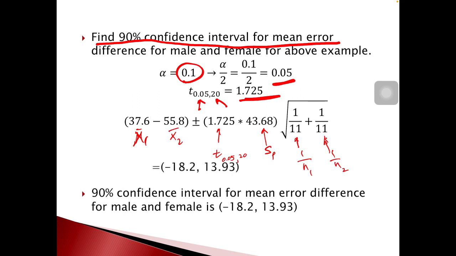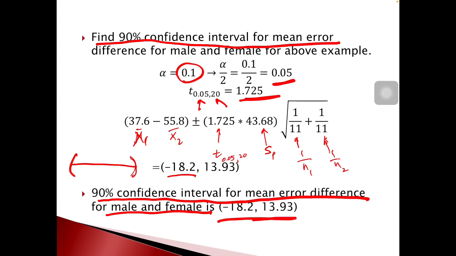Yeah, it's here. See, negative 18.2 and 13.93. So your interval is negative 18.2 to 13.93. So this is the interval. The 90% confidence interval for the mean error difference for male and female is this much.